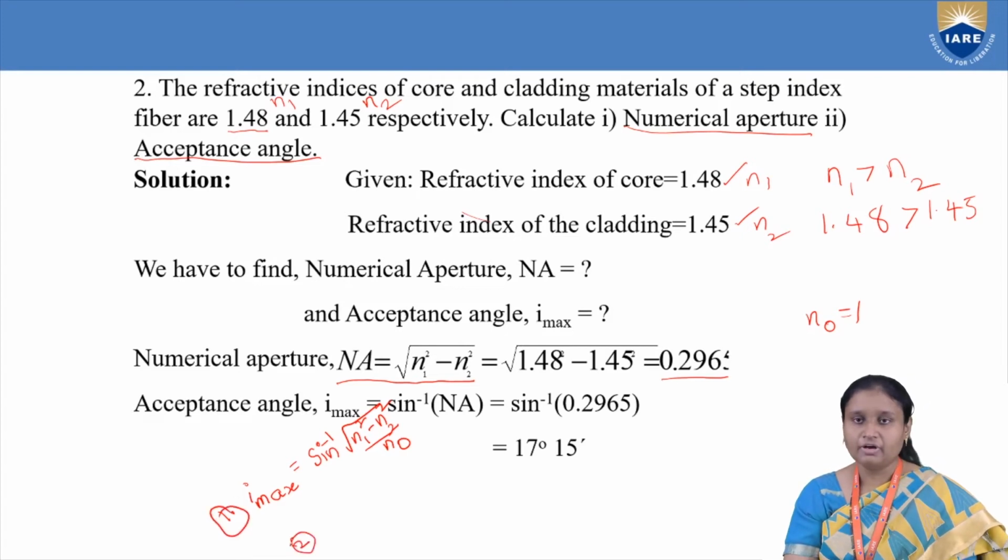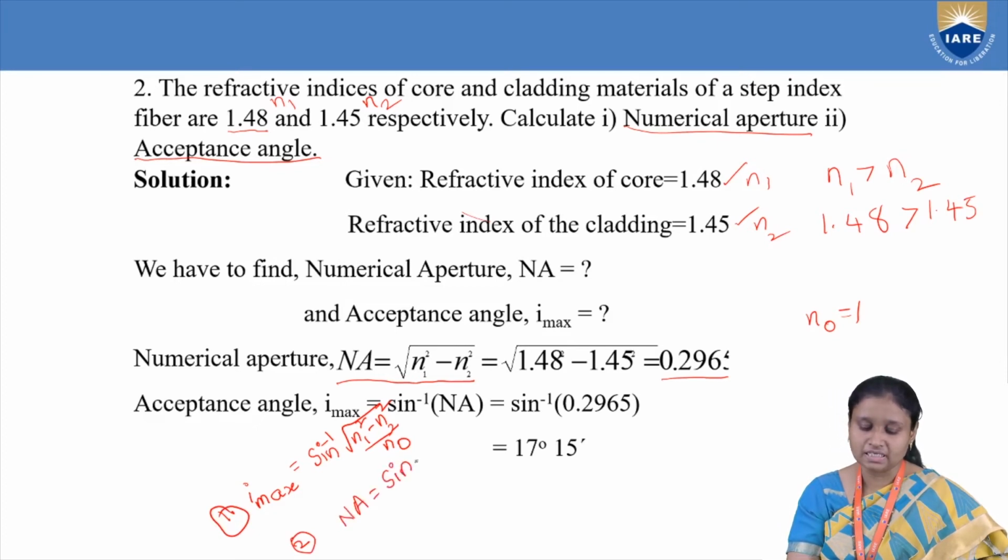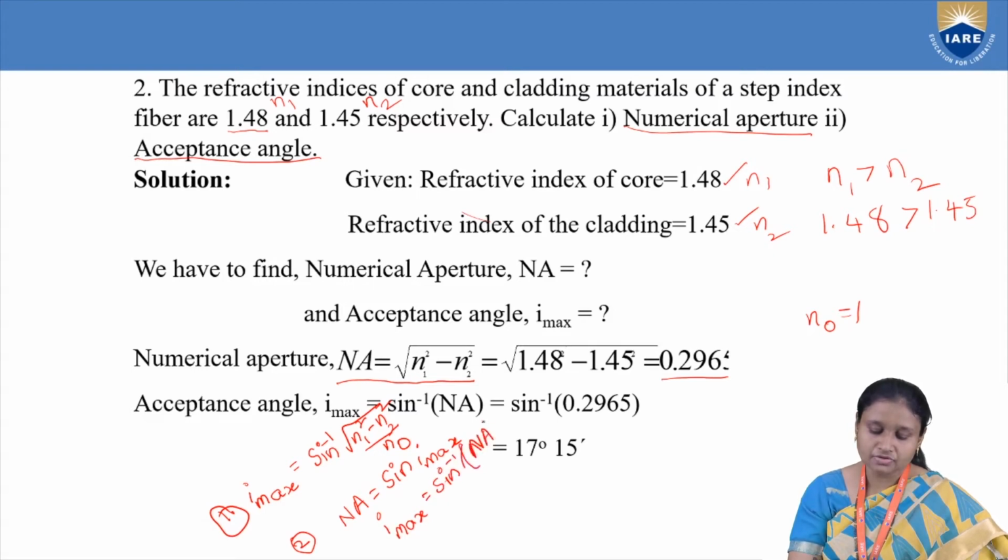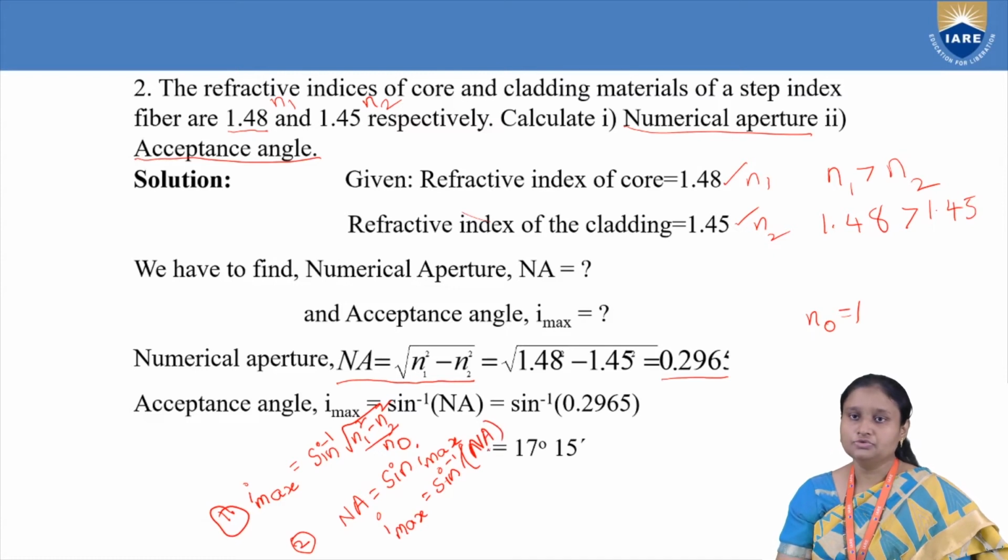And the second formula for finding acceptance angle is, we know that numerical aperture is sine of acceptance angle. This is one more relation. So from this, I can have my acceptance angle as sine inverse of numerical aperture. So there are two formulas for finding it. I can make use of either formula, but because we have already calculated the numerical aperture value, I think we should go for the second formula. So acceptance angle is equal to sine inverse of numerical aperture.